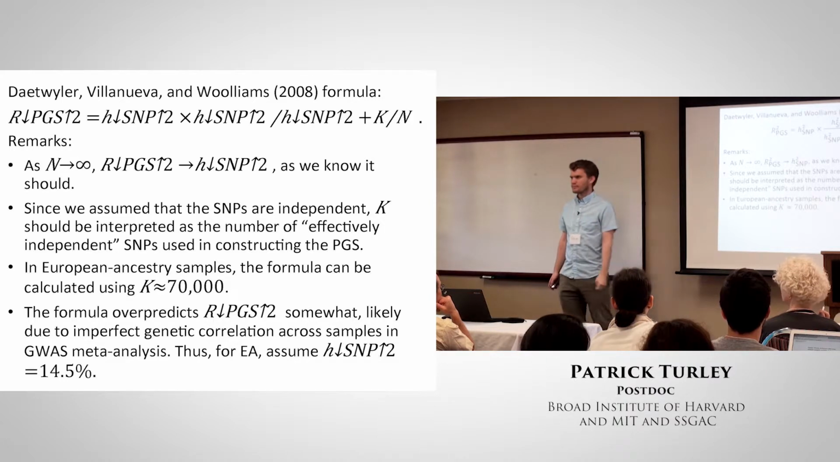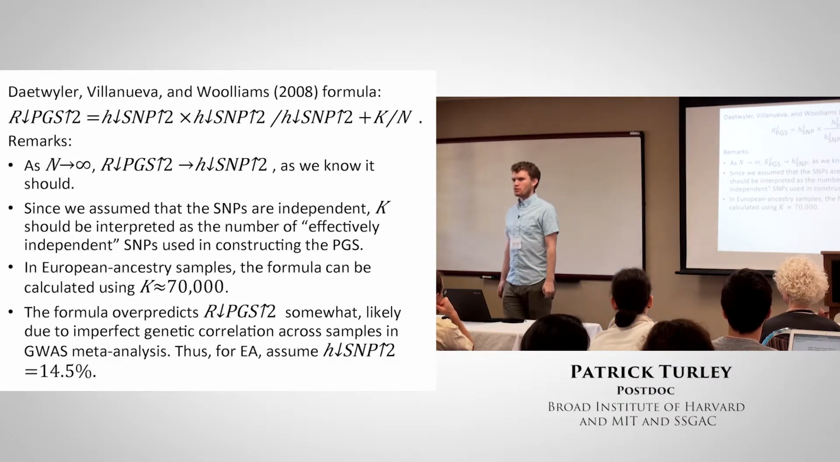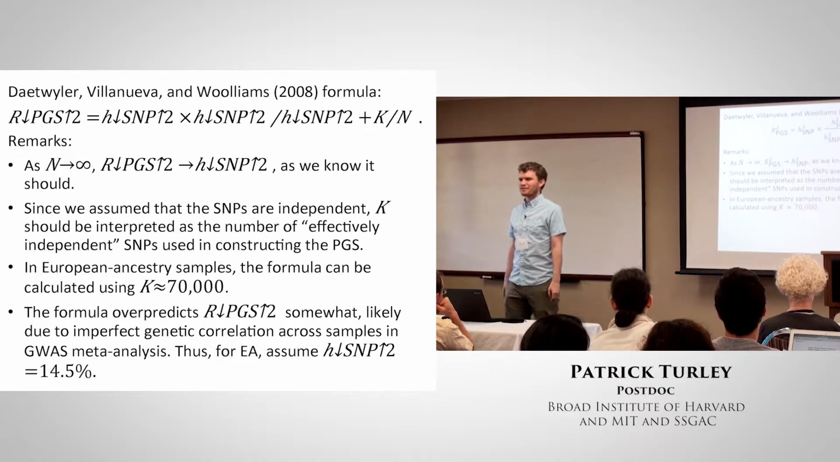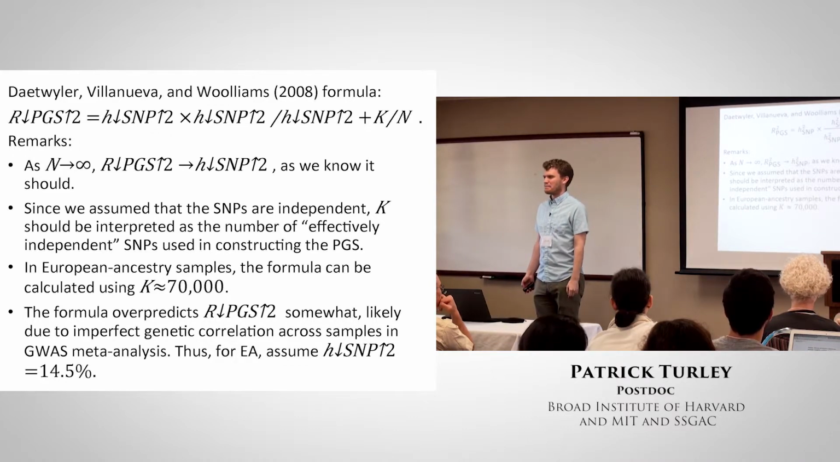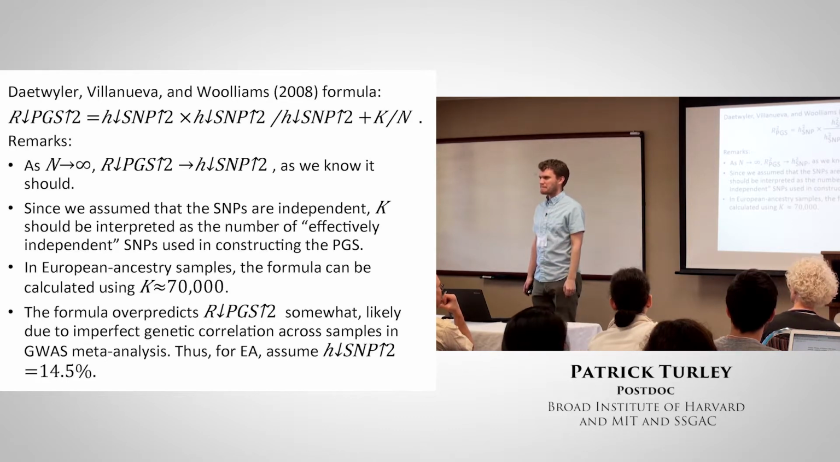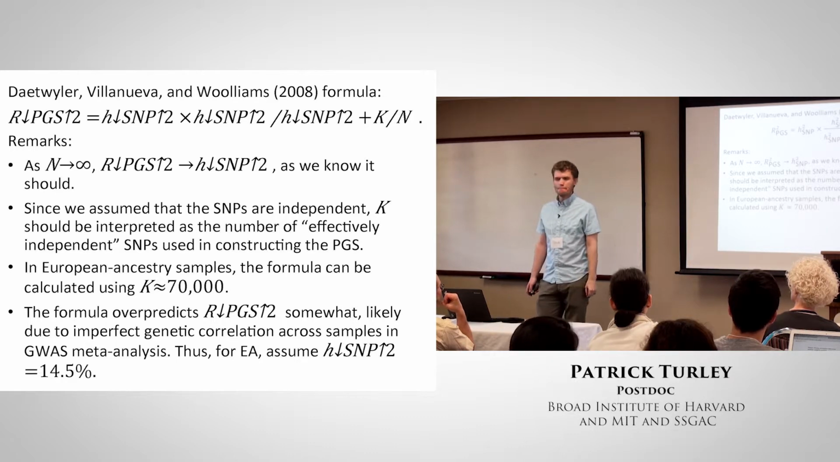From how many SNPs again? About 1 to 10 million, it's all going to be about 70,000, because as you add more SNPs, once you get past a million common variants, you're not really getting very many more effective SNPs.